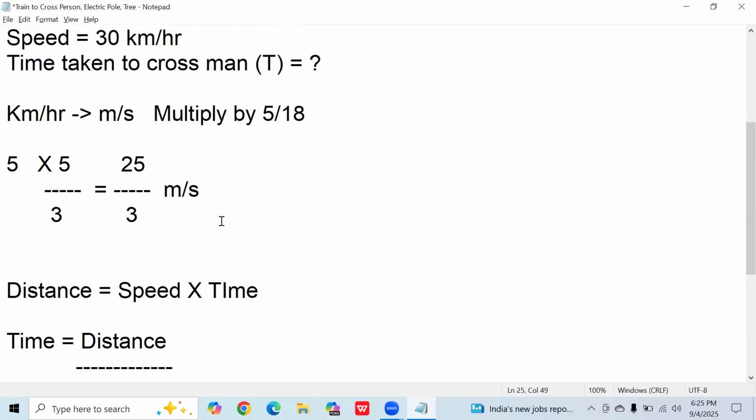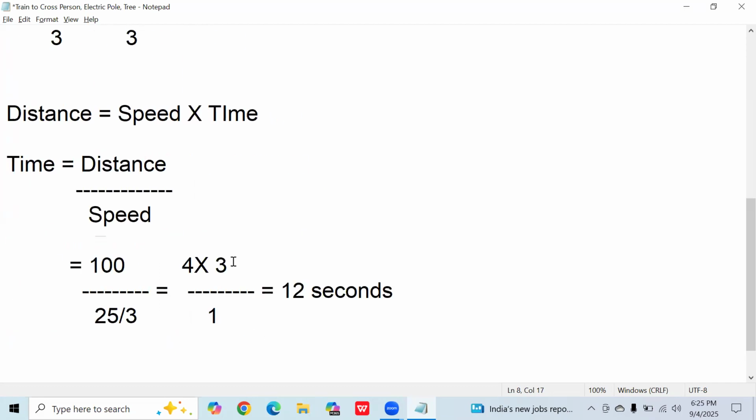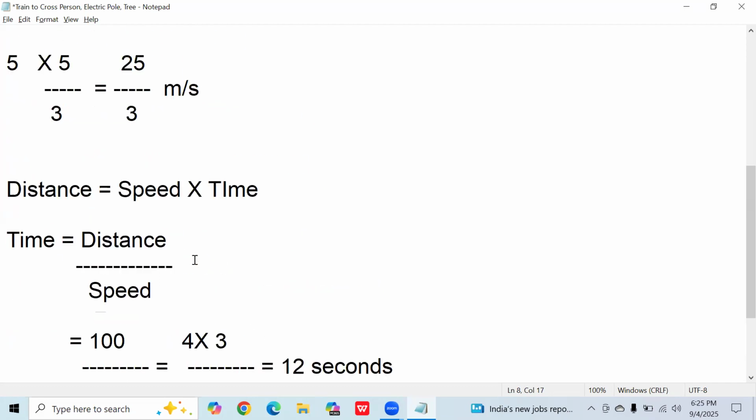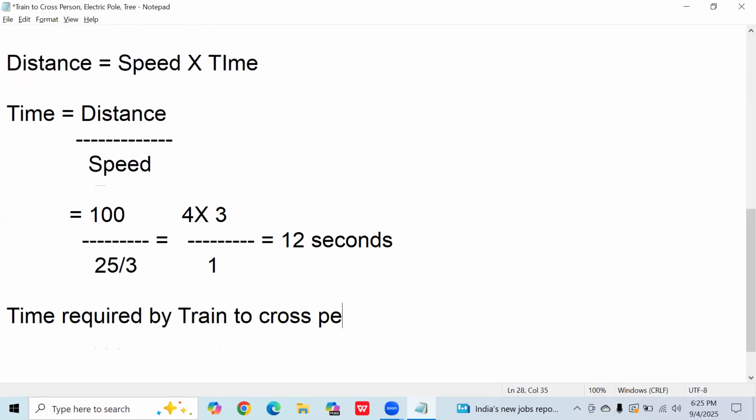If both units had been kilometer and kilometer per hour, then our answer would be in hours. But now we are doing meter upon meter per second, so we will have our time in seconds. So we will write down the answer: time required by the train to cross a person is 12 seconds.